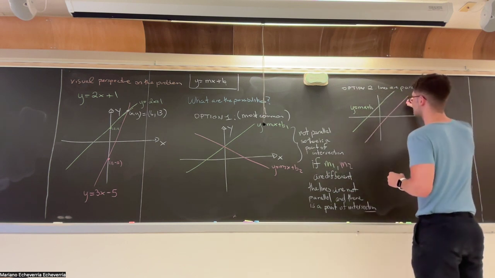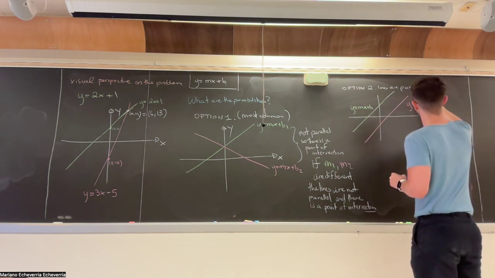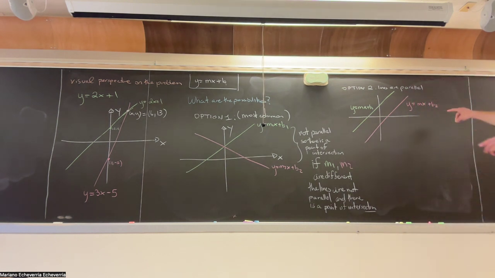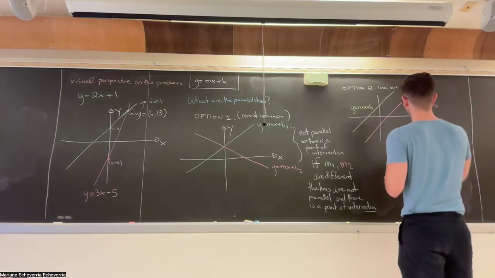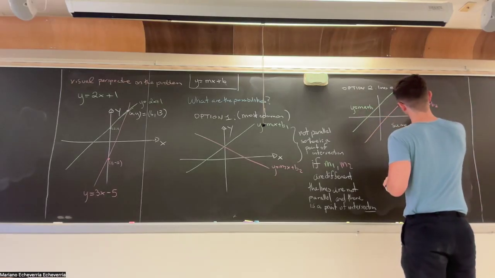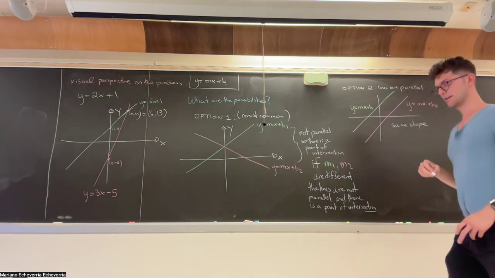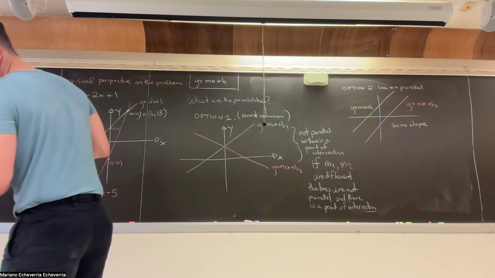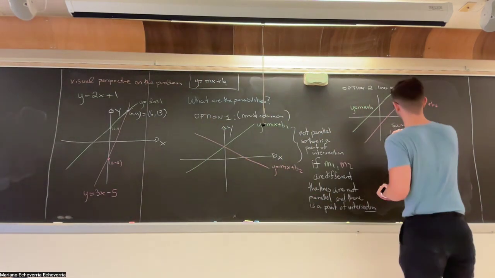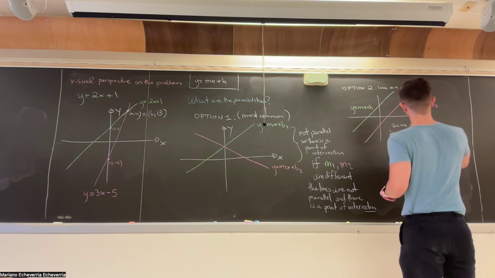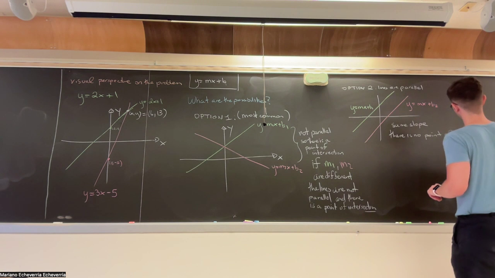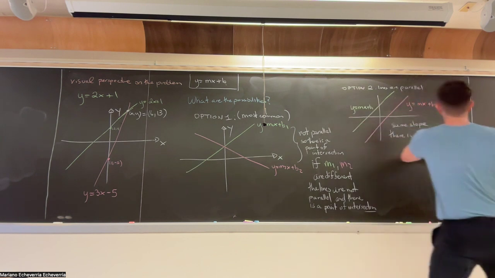So the parallel lines look something like this. What they have is the same value for m. The slope is the same, so same slope. And there won't be any point of intersection.